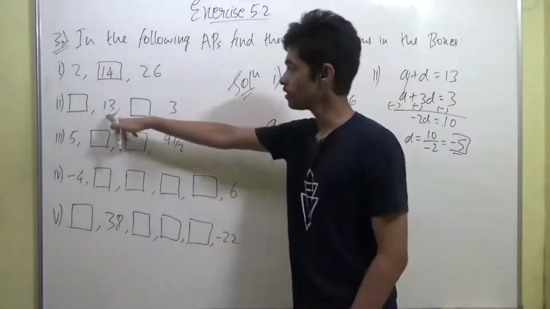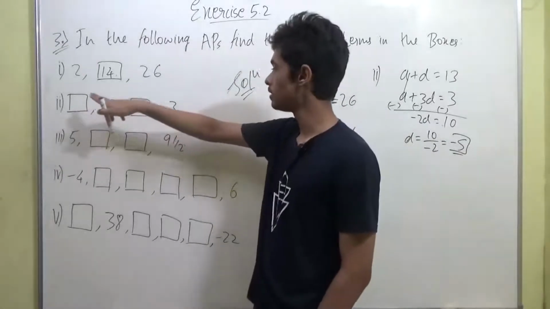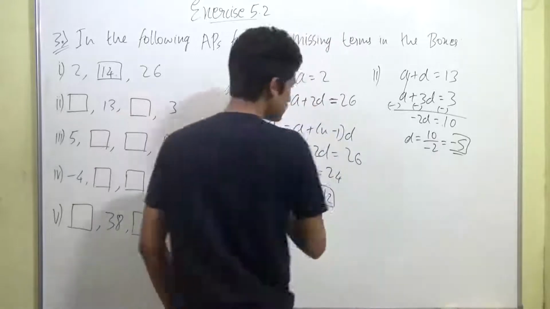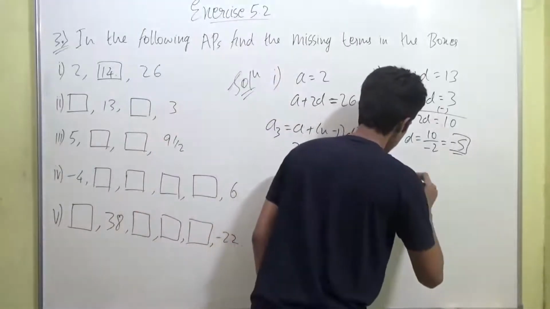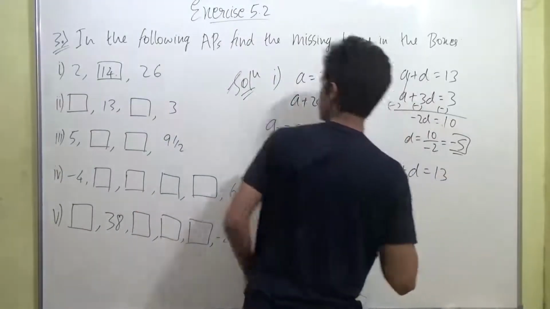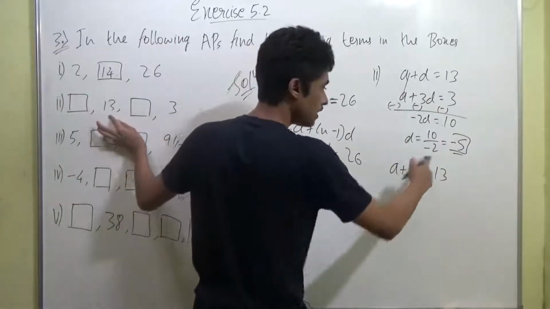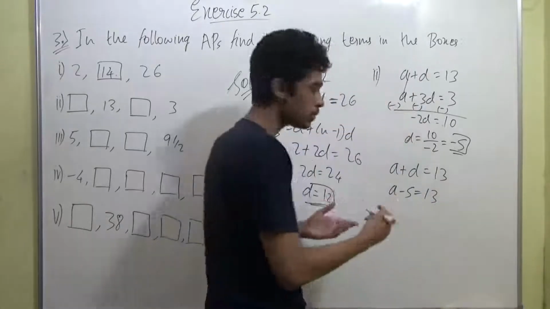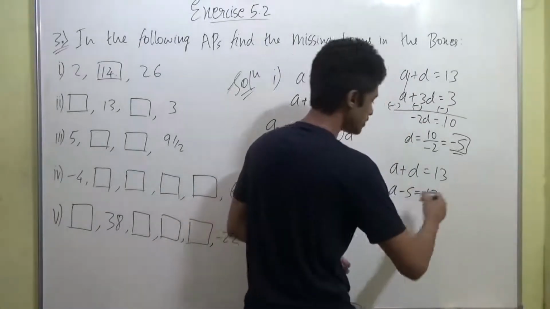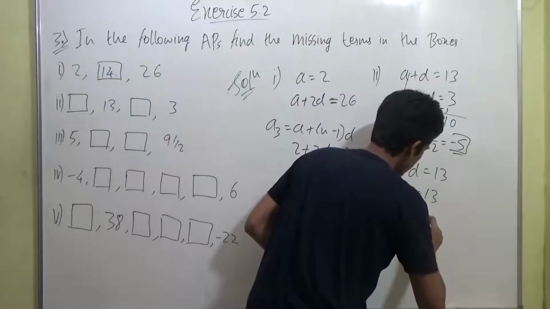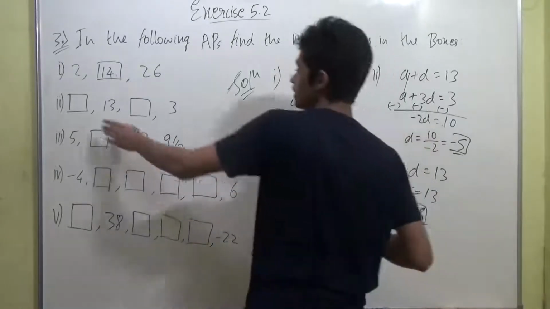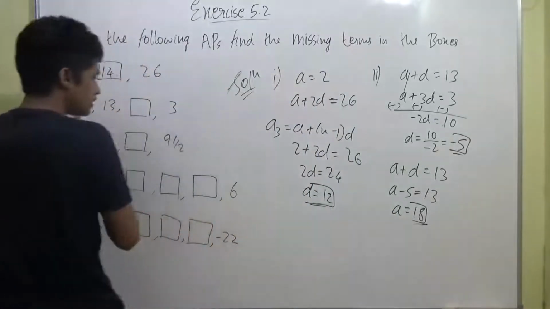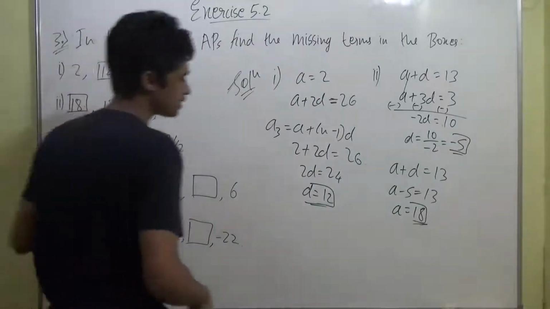Now here this is a and this is a plus d, right? a plus d is 13, and d we got as minus 5. So a minus 5 equal to 13, which means a equals 13 plus 5, that is 18, when 5 goes to the other side. Which means here this value is a, the first term of the AP. So a is 18. Getting it, guys? Done.